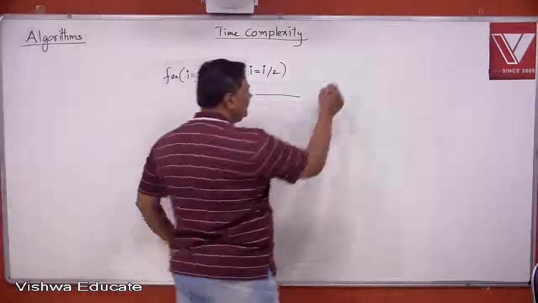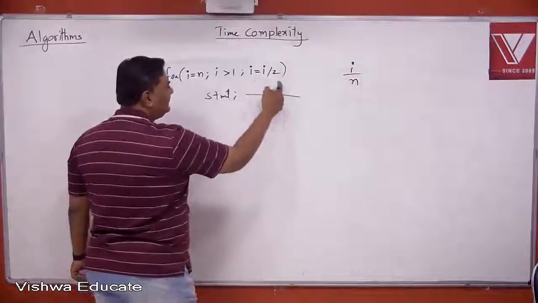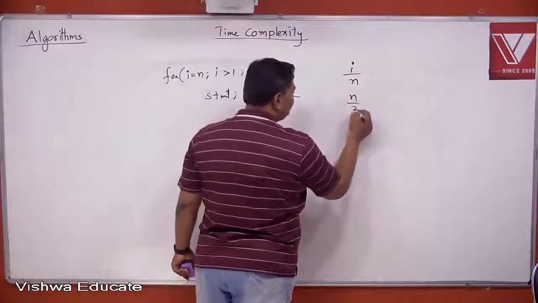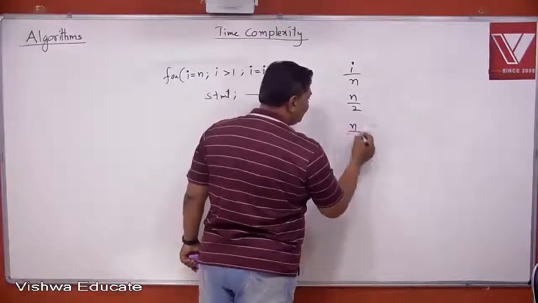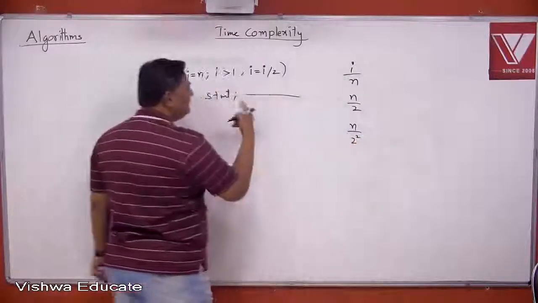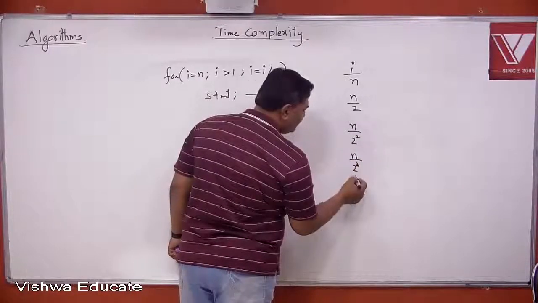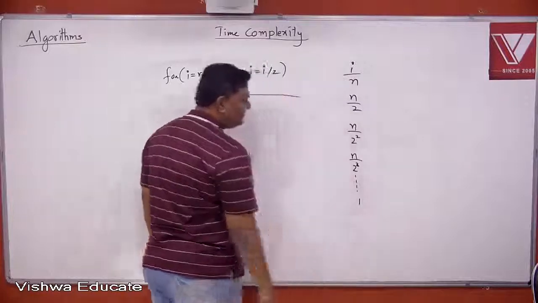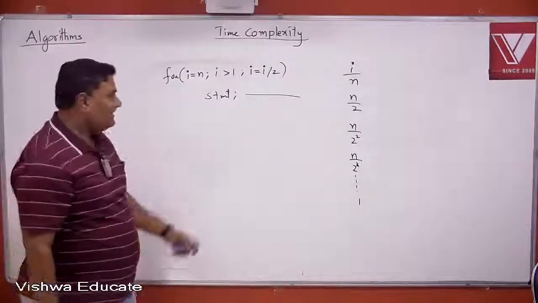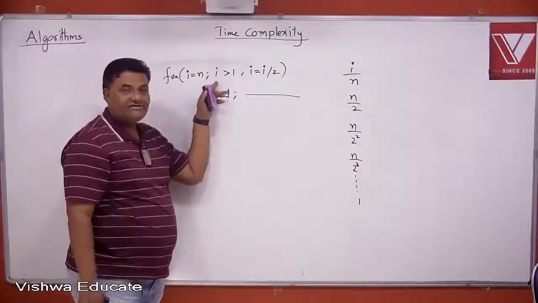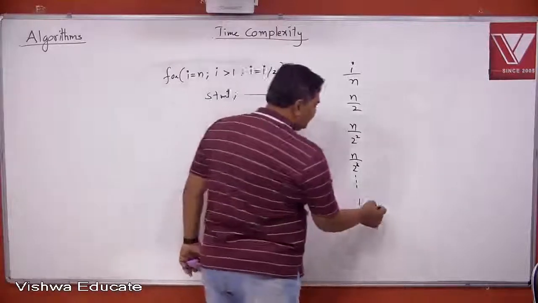I is n. Next time I by 2, so n by 2. Then again I by 2, so again it is divided by 2, so n by 2 square. Then again divided, so n by 2 cube. It goes on up to 1. And when will it stop? When it becomes less than or equal to 1, it will stop. Here it will stop when it becomes 1.